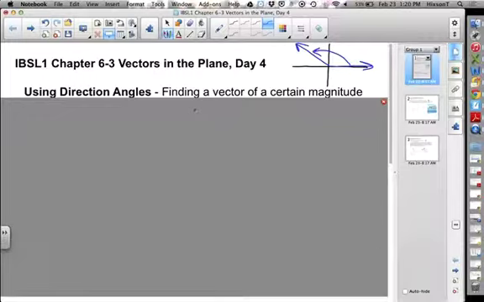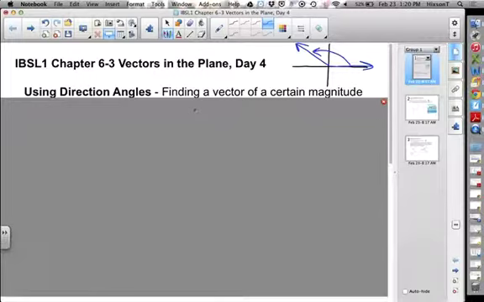Now, as you've seen, when we've done various types of application problems, we haven't always had angles drawn like this. So one aspect of this section is going to be you taking a problem where you're given an angle and translating that angle into an angle in standard position. We'll look at doing that a little bit as we move forward.